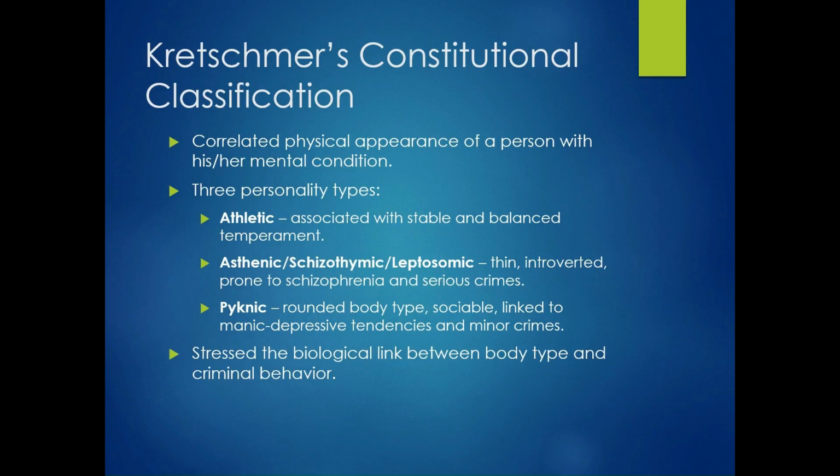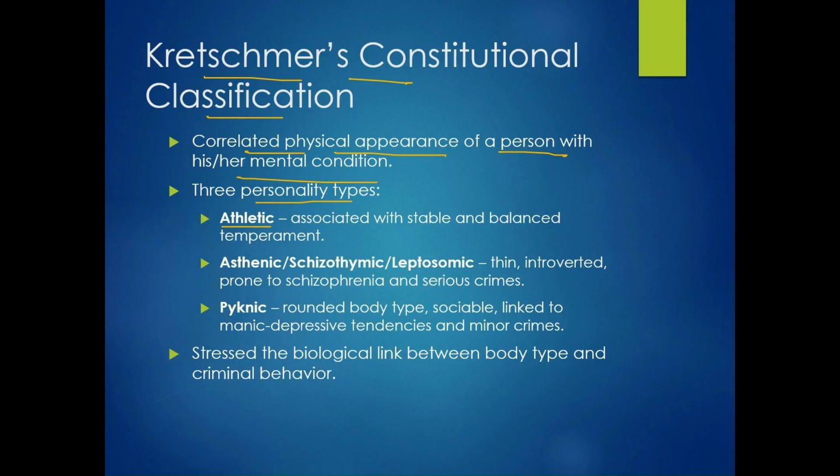Then next we have finally Kretschmer's constitutional classification. So Kretschmer connected physical appearance with mental tendencies. So this is a biological approach. So he basically was the first person who correlated the physical appearance of a person with his or her mental condition. So based on that, he identified three personality types based on three body types. The first one is called athletic.